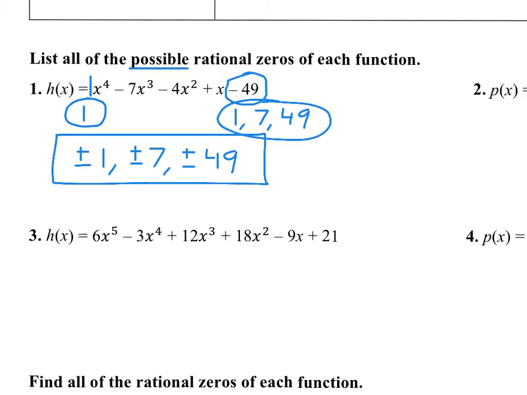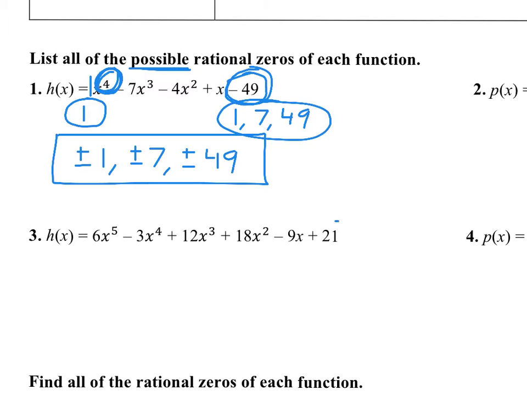Alright, so notice the key word is possible. In that list that I boxed, there are 6 possible numbers: positive and negative 1, positive or negative 7, positive and negative 49. That doesn't mean they're all going to work. Only 4 of them, at the most, could work. Okay, so the steps are, you take the factors of the constant, then you find the factors of the leading coefficient, and then you divide the numbers on the right by the numbers on the left.